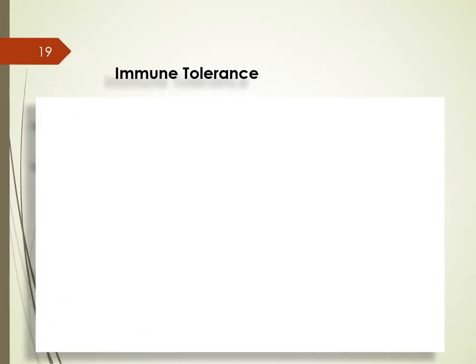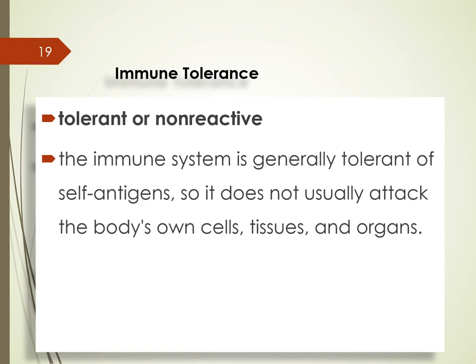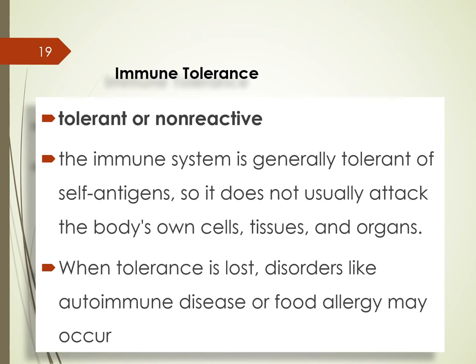Now, after hypersensitivity reactions, let's talk about immune tolerance. What's the meaning of immune tolerance? Tolerance means just to tolerate or not react, okay? Generally, the immune system is tolerant to self-antigens. If that does not happen, then we have autoantibodies. So it does not usually attack the body's own cells, tissues, and organs. When tolerance is lost, disorders like autoimmune diseases or food allergy may occur.